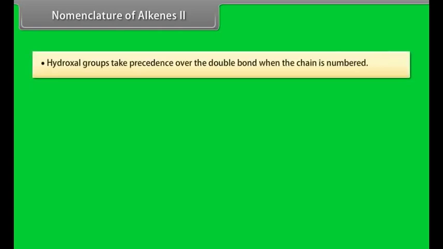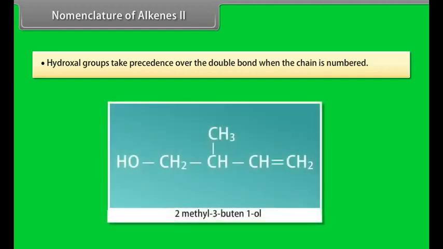Nomenclature of alkenes, Part 2. Step 7. Hydroxyl groups take precedence over the double bond when the chain is numbered. This compound is 2-methyl-3-buten-1-ol.